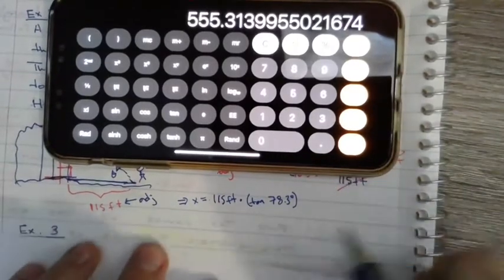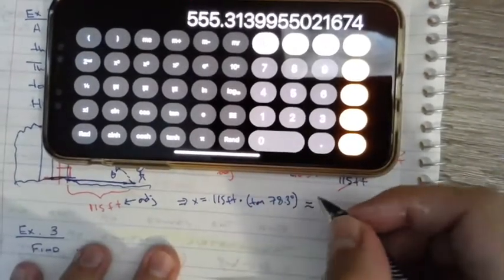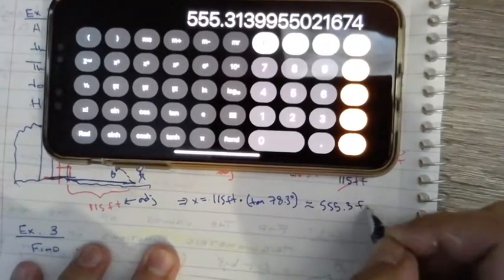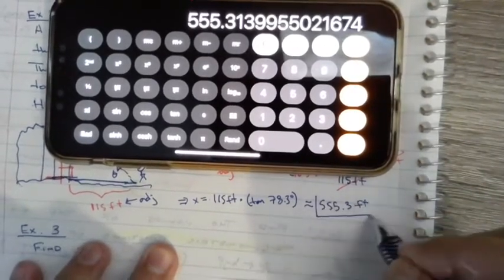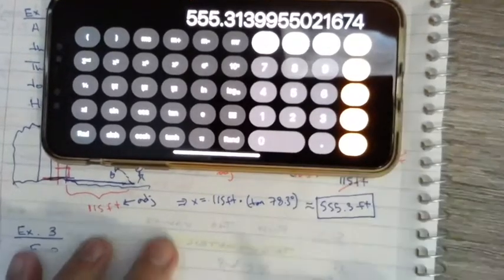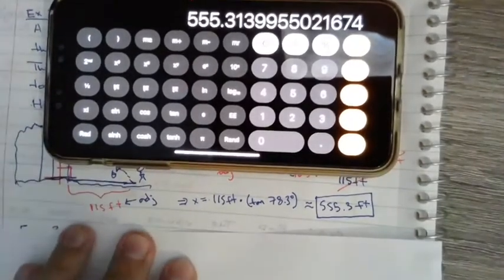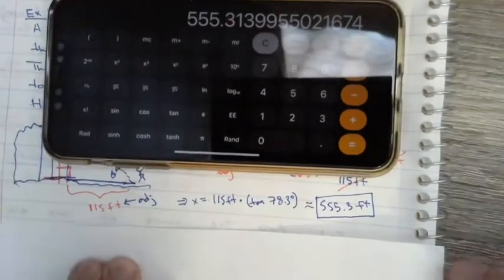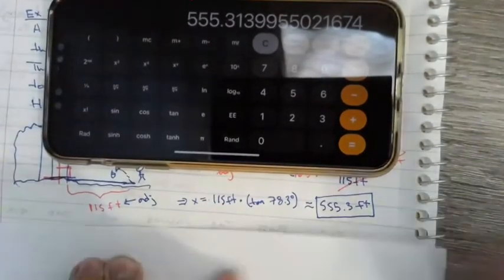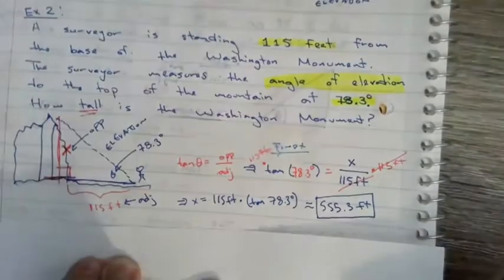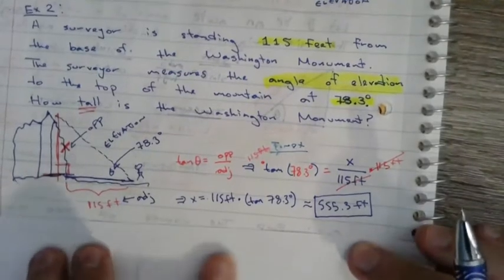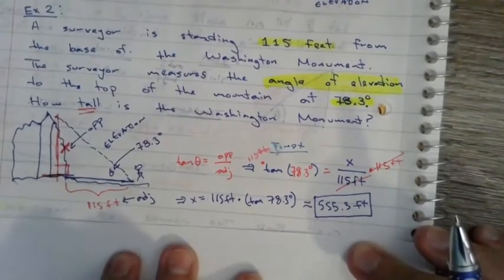So your answer is about, again, 555.3 feet. And don't forget the feet, because when it comes to trigonometry and real world situations, you want to make sure that you round it off as much as you can. If you end up just putting 555, I'm not going to know exactly what you're referring to, and that's not a good position to be in. I'll give you a couple more seconds to write that down, and then we'll go from there.